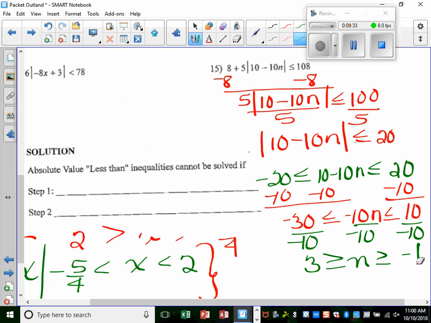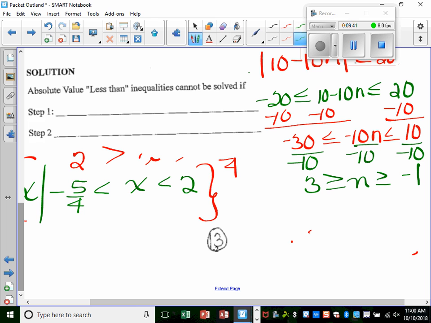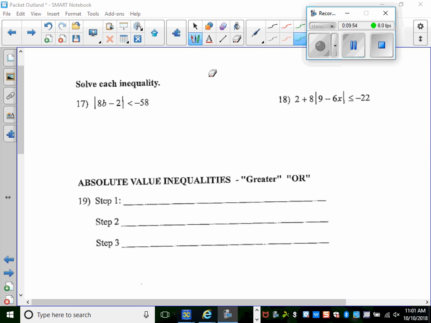All right, now I'll flip the symbols back to write the numbers in order from least to greatest. So it'll be in set builder notation, and such that negative 1 is less than or equal to n, which is less than or equal to 3. All right, so these are special cases, so you'll know.